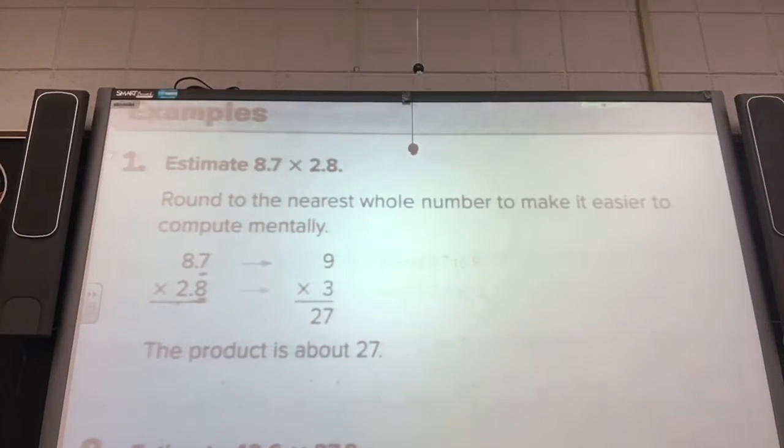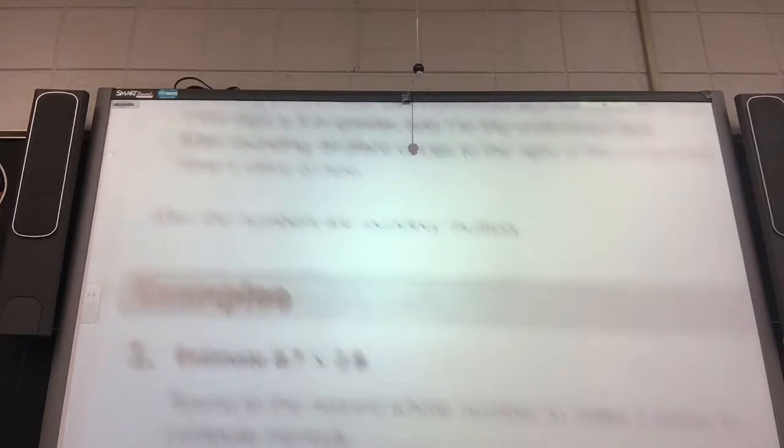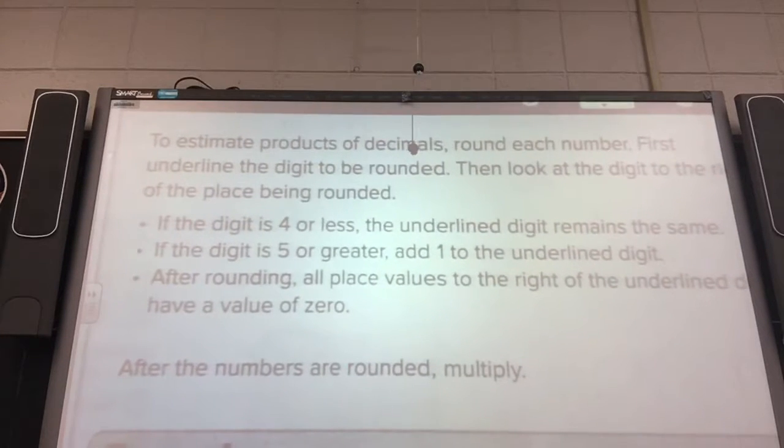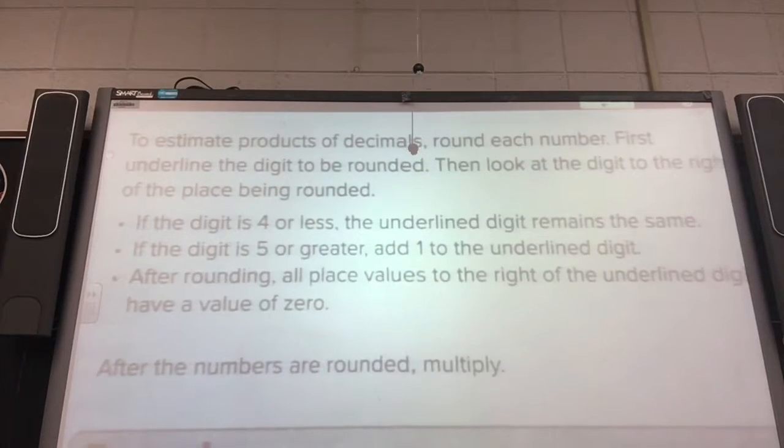All right, moving on to page 186, it gives us some rules about estimating. It tells us if the digit's 4 or less, the underlined digit remains the same. If the digit's 5 or greater, we add 1 to the underlined digit. After rounding, all place values to the right of the underlined digit have a place value of 0.